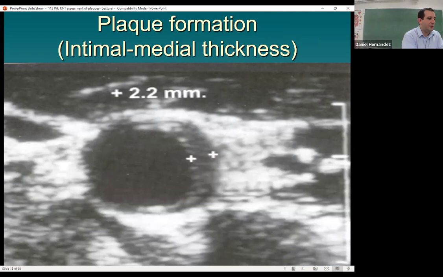So this is another transverse view showing intimal medial thickness. Transverse view.